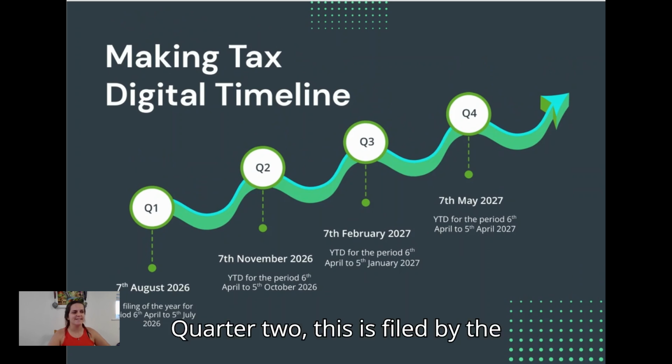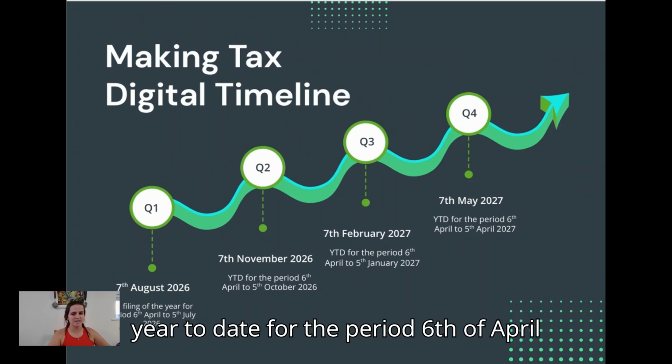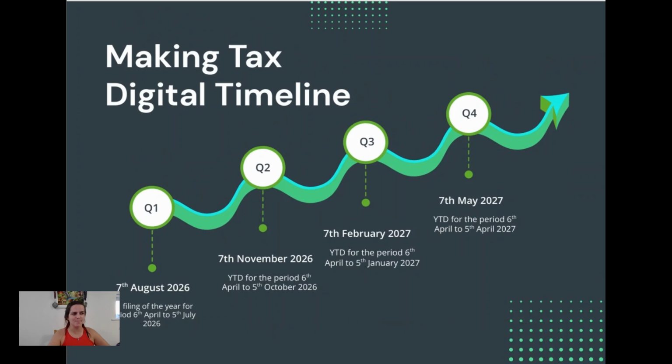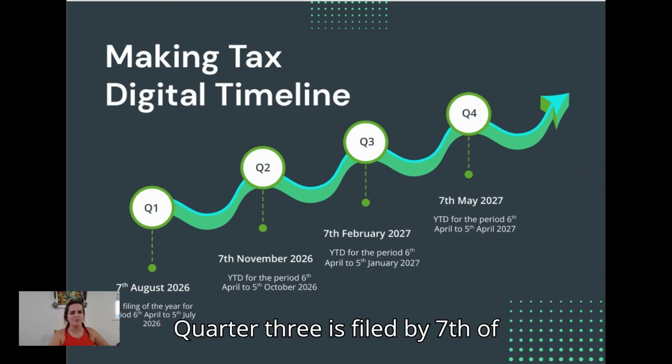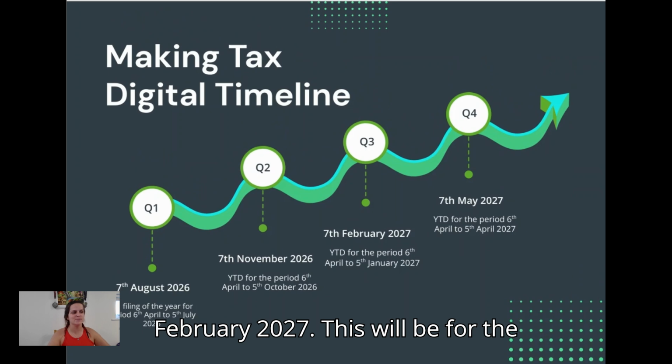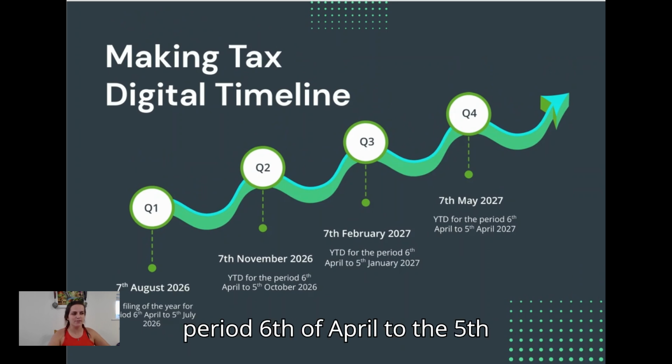Quarter two, this is filed by the 7th of November 2026. This is year to date for the period 6th of April to the 5th of October. Quarter three is filed by 7th of February 2027. This will be for the period 6th of April to the 5th of January 2027.